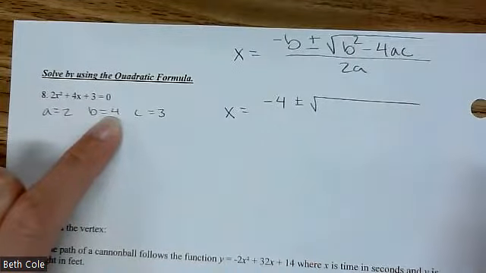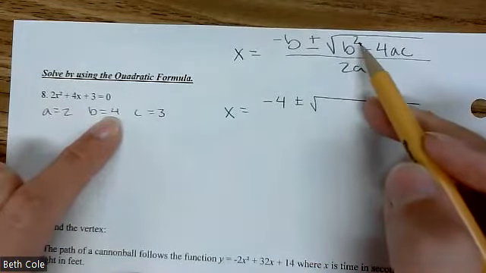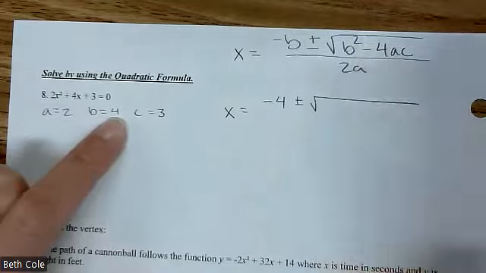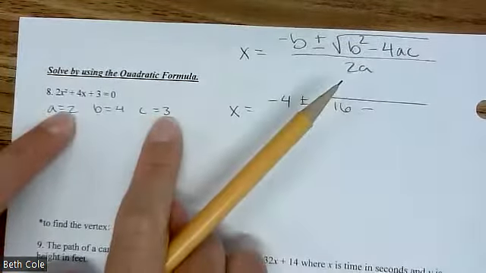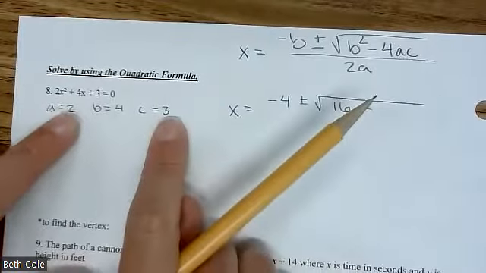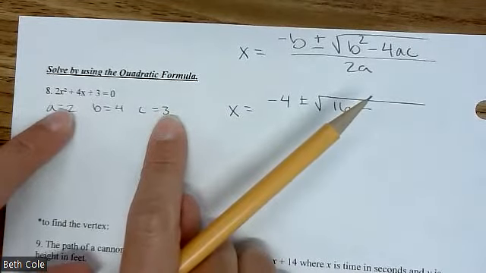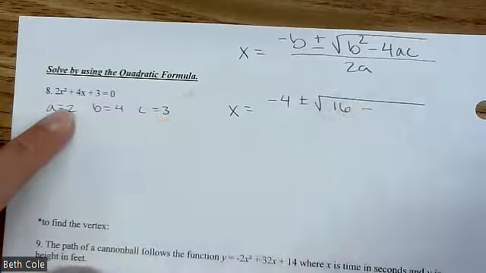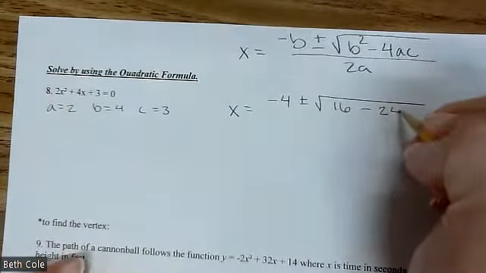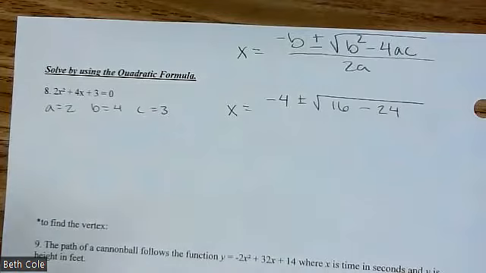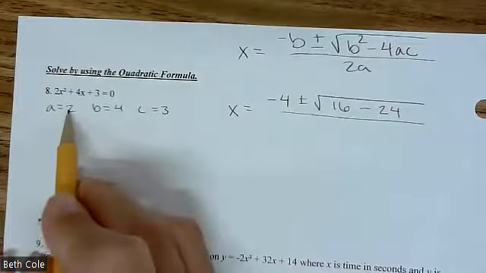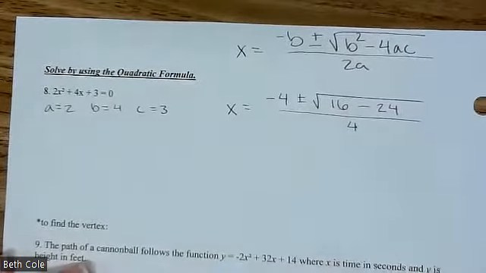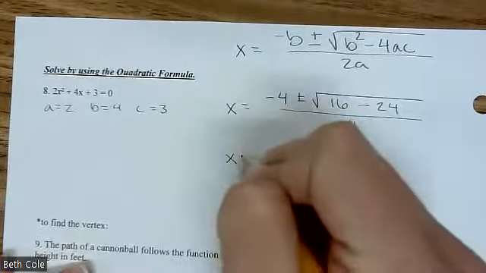All right, so x equals negative b, that would be negative 4 plus minus gigantic square root. All right, b squared, that would be 4 squared, which would be 16, good, minus 4 times a times c. So that would be 4 times 2 times 3. 4 times 2 is 8, 8 times 3 is 24. Over 2a, 2 times 2 would be 4. And then essentially you just simplify that down.